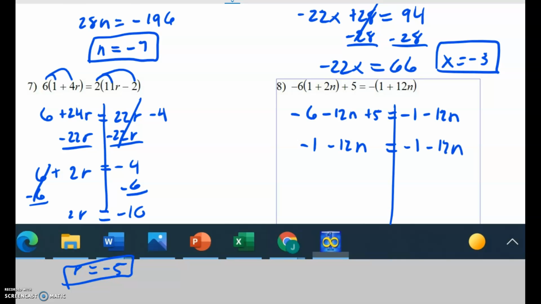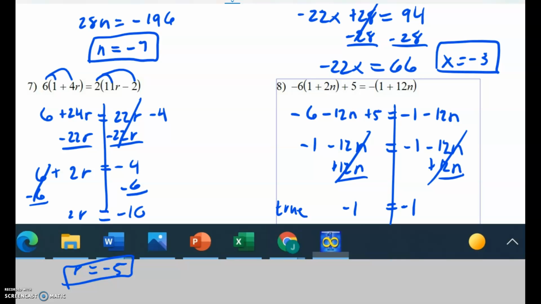As I was solving number 8, I got to this point and I realized that it's the same thing on both sides. I have negative 1 minus 12n equals negative 1 minus 12n. Now if I add 12n to both sides, trying to eliminate the n's on one of the sides, both eliminate, and I'm left with negative 1 equals negative 1. If you get to a spot where all of your variables eliminate, you need to ask yourself if what's left is a true or false statement. Does negative 1 equal negative 1? Yes, it does. So this is a true statement.